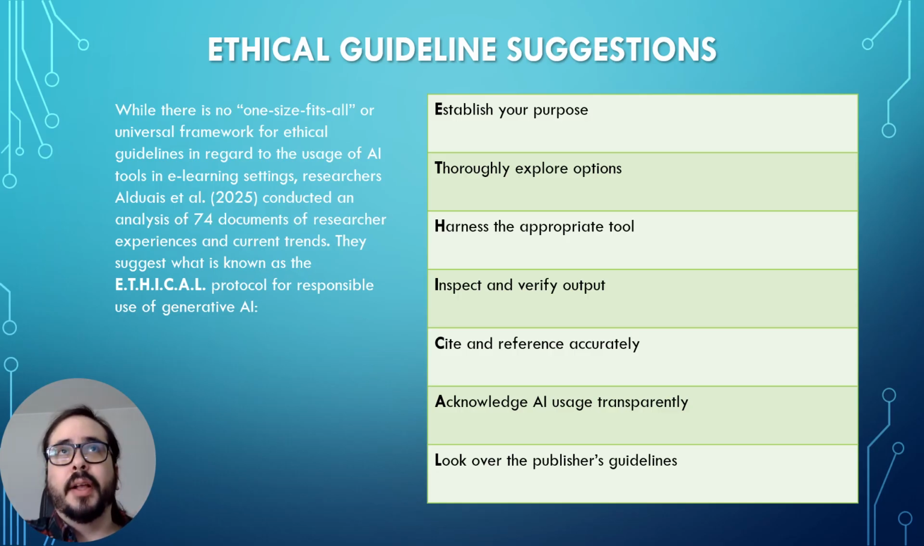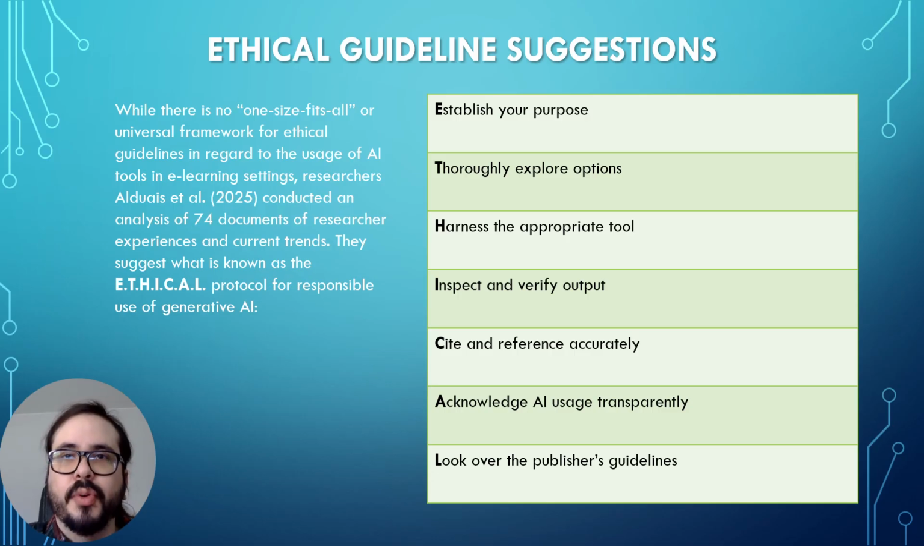E stands for establish your purpose. What does this mean? This means that students and educators should openly discuss exactly what the AI tool is used for, and they should have open communication on any future use. The next step is thoroughly explore options. This involves studying a variety of different types of AI tools and choosing the right fit that is relevant to one's objective. The next step is harness the appropriate tool.